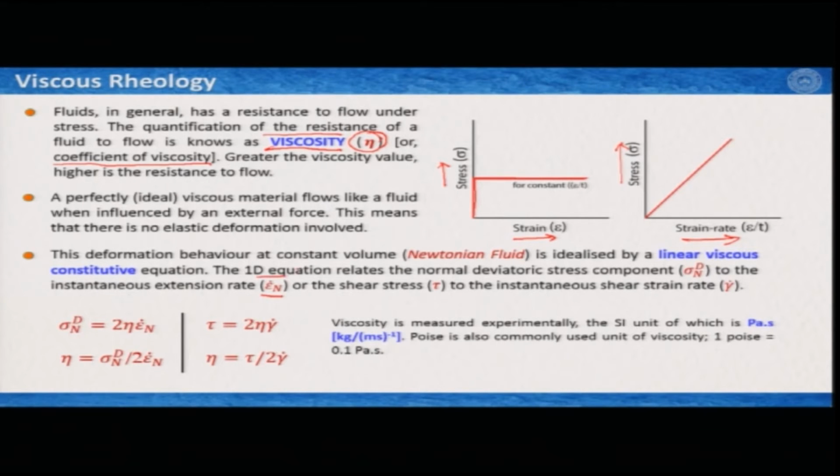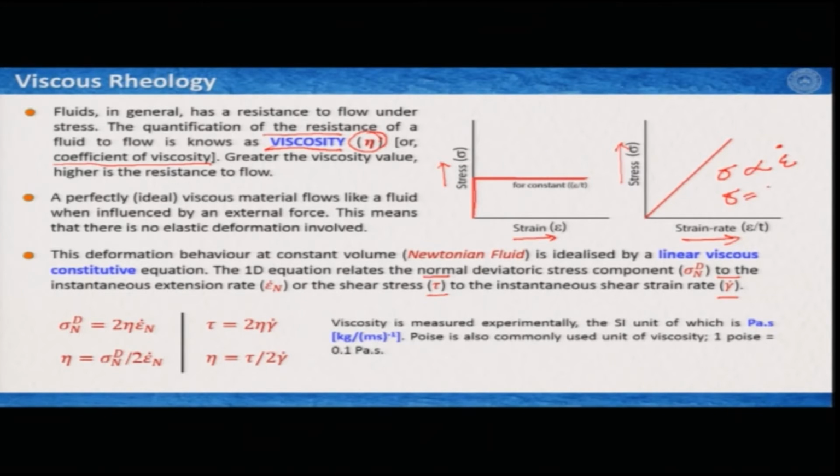Now, epsilon dot n, again this dot always indicates epsilon dot means epsilon by t, right, where t is the time. Or you can also relate it with the shear stress. Therefore, you can assign shear stress as tau, as we have been doing since the beginning, and the instantaneous shear strain rate. So, the equation then takes the form. You can clearly understand from this equation that stress, or sigma, is proportional to the strain rate, right. So, you need a constant to make this equation.